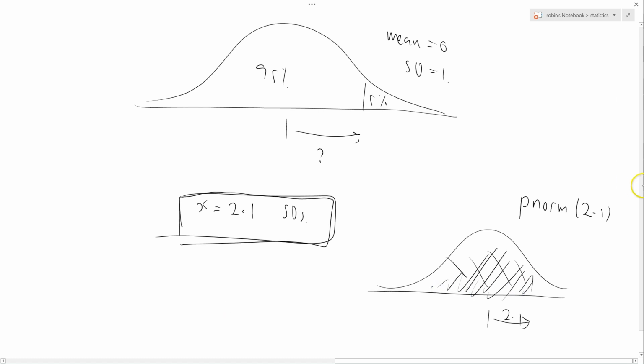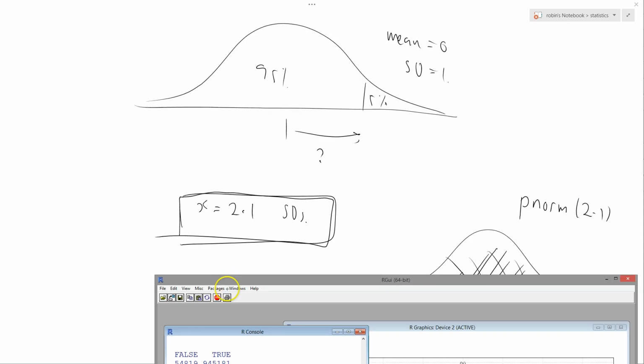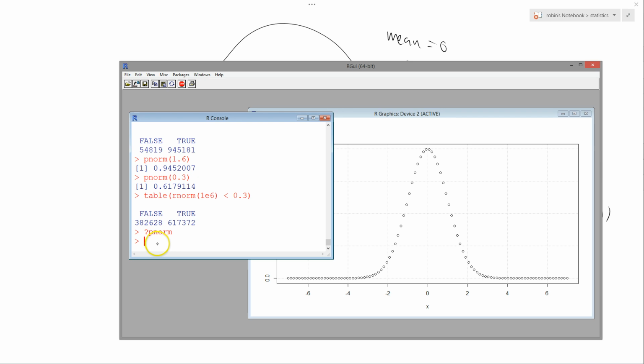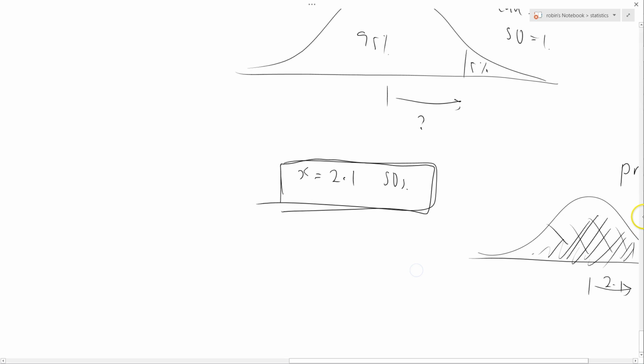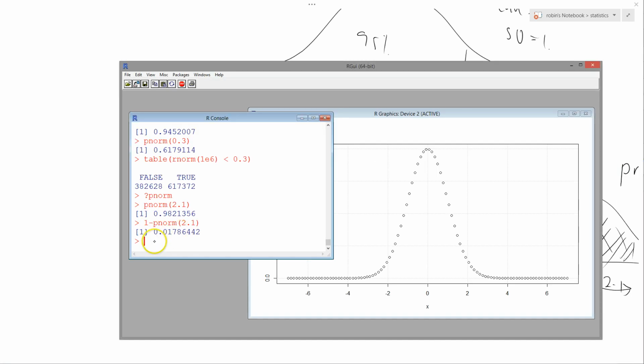So let's find R and have a go. Here it is, and we guessed 2.1. Pnorm, open brackets, 2.1. That gives 98.2%. So that's too big, because we've only got what's left out of that. If I say 1 minus that, it's only 1.7%. So we've gone too far.